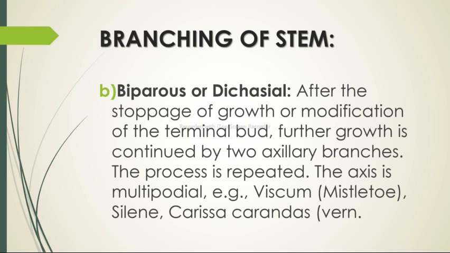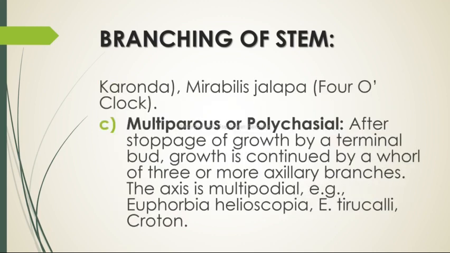Carissa carandus, vernacular name is karonda, and the next example is Mirabilis jalapa, which is also known as four o'clock plant.